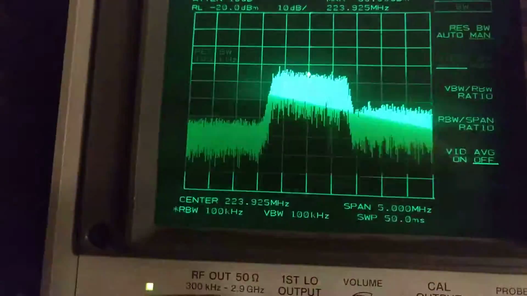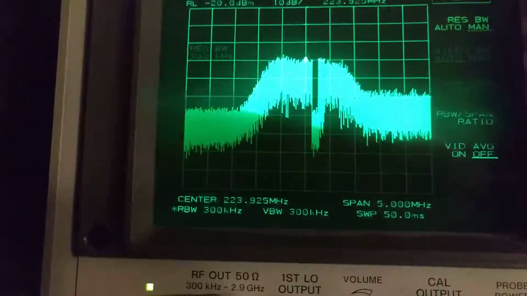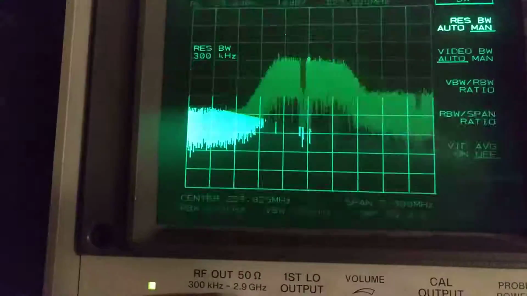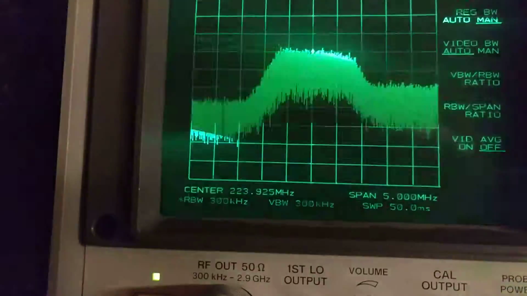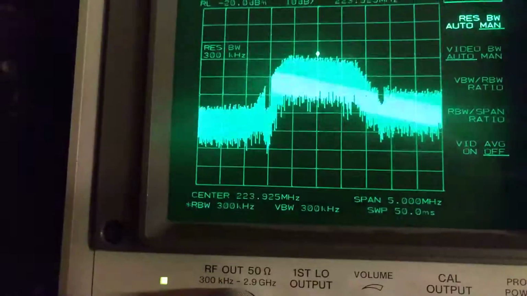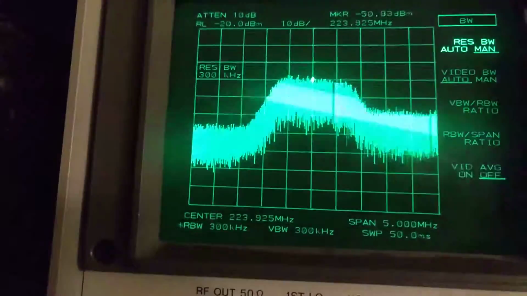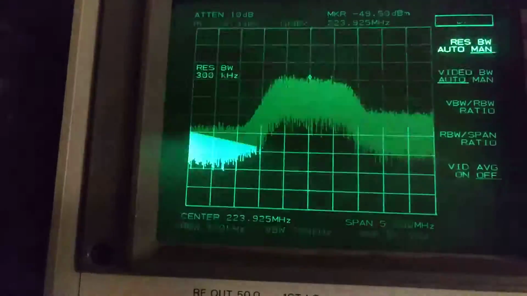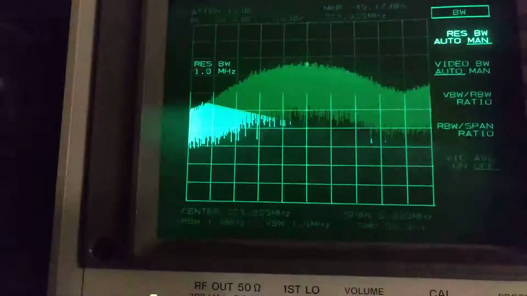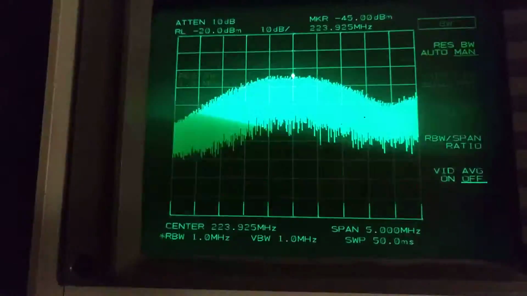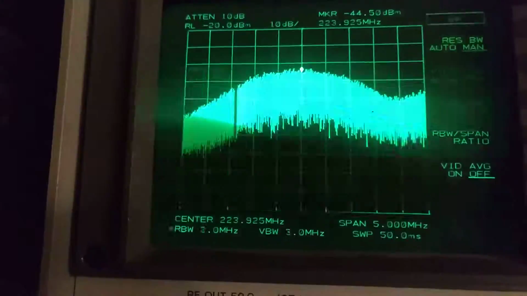Now I continue to increase. The total bandwidth of the DAB signal is in the order of 1.5 megahertz. Now I am at 300 kilohertz of bandwidth, so I am still not taking all the power of the signal, but it is increased. It is in the range of 50 dB. Now I am at 1 megahertz and I have a value of about 44, 45. Increase again, 2 megahertz.